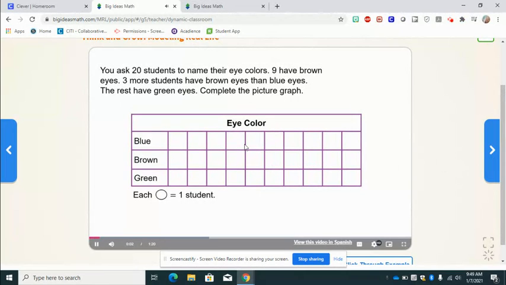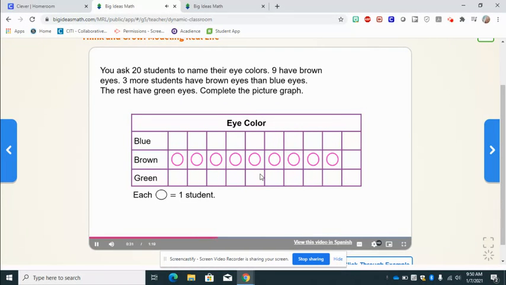Okay, now we're doing our Think and Grow activity, which is on page 628. You asked 20 students to name their eye colors. 9 have brown eyes. 3 more students have brown eyes than blue eyes. The rest have green eyes. Complete the pictograph. So we're going to look at the brown eyes first. 9 have brown eyes. So we're going to put 9 circles beside brown eyes.